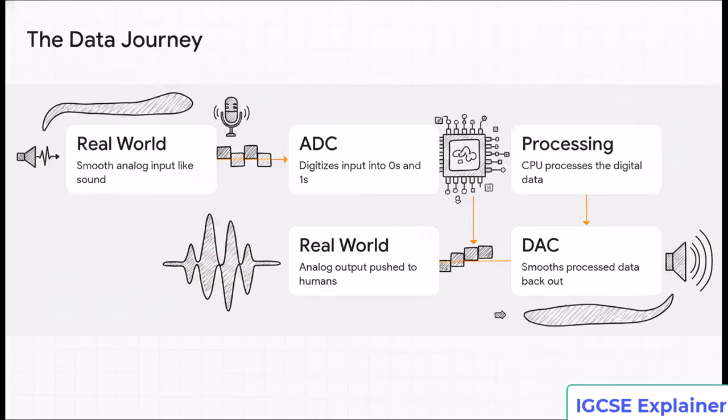It starts in the real world with a smooth analog input, let's say the sound of your voice. That input hits an analog to digital converter, or ADC, which literally chops that smooth wave into rigid digital steps. Now, the CPU can process that data as pure zeros and ones. Once the processing is done, the data hits a digital to analog converter, the DAC, which smooths those blocky zeros and ones back out so they can be pushed through a speaker for human ears to actually experience.